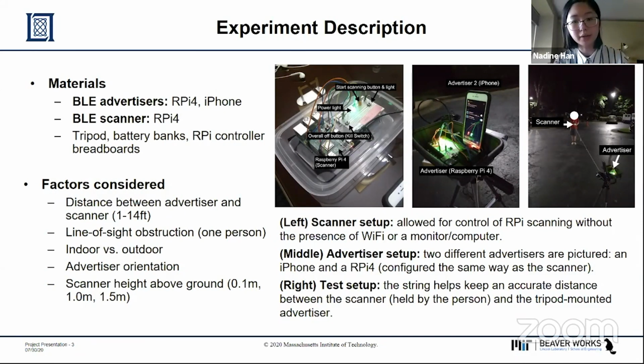The middle picture shows all the advertisers. There's the iPhone 8, which had to use an nRF Connect app in order to advertise. And then another Raspberry Pi 4, which is configured the same way, except it's running an advertising function instead of a scanning function. The image on the very right is the overall test setup. The scanner was connected to the advertiser by a 14-foot long string. The advertiser was propped up on a tripod at 1 meter, and that specific height was determined by the midriff of the person holding the scanner, which in this case was me.